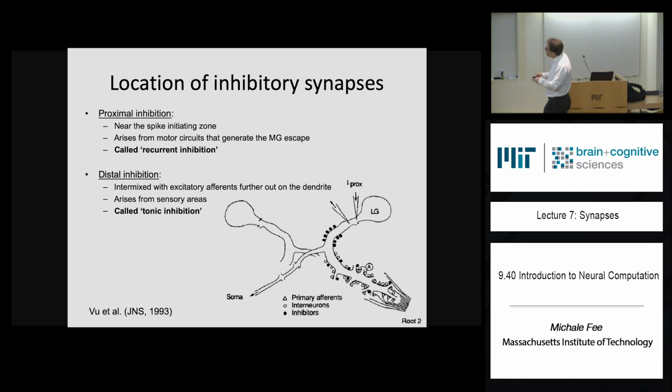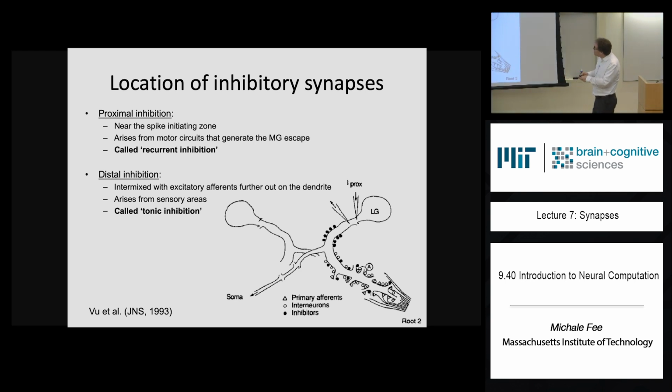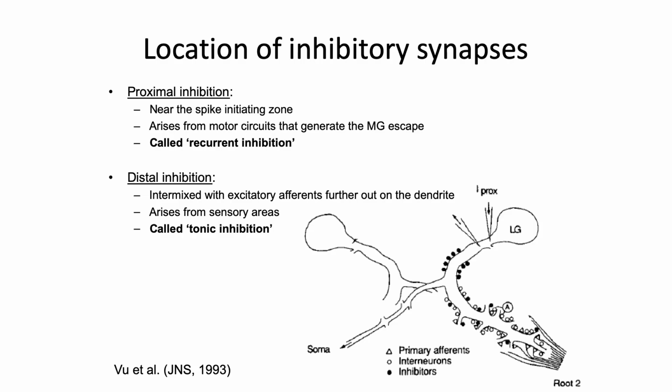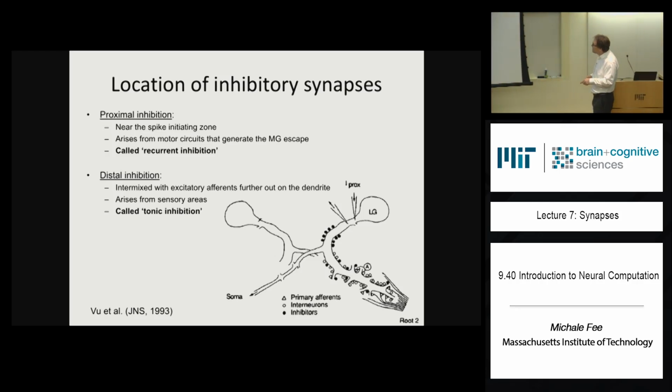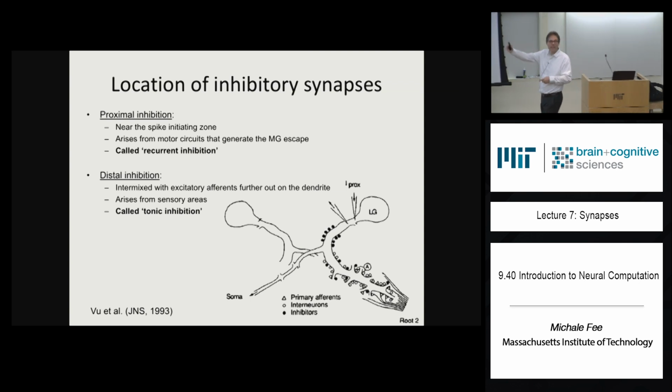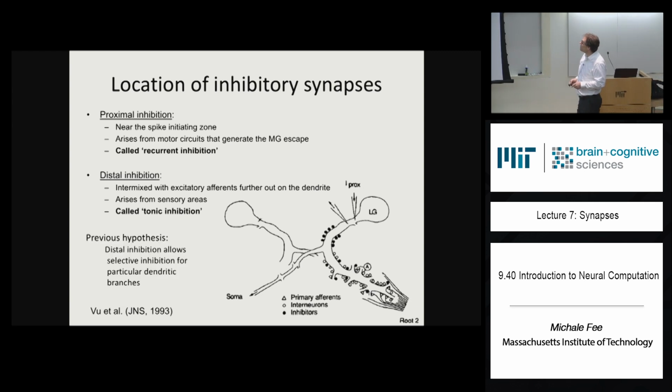It turns out the LG neuron has two sites where you get sources of inhibition. There are a bunch of inhibitory inputs on the proximal dendrite near the spike initiation zone, which is right here. That's recurrent inhibition because it's coming from the other escape neuron, so it's recurrent within the motor system. The other inhibitory synapses come out here on the dendrite, and they're coming from higher brain areas. It's called tonic inhibition for historical reasons.